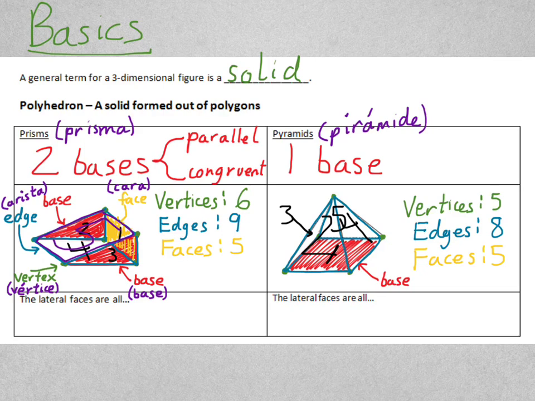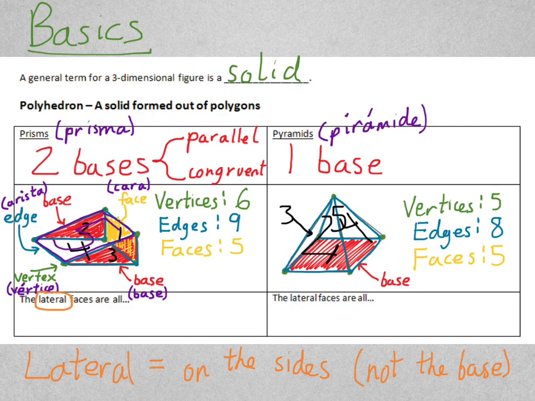Now, the other thing we need to talk about is the meaning of this word lateral. The lateral faces are on the sides. That's not the base. So all the faces that are not bases are lateral. On the triangular prism, that would be number 1, 4, and 5. You see how those are not the base? Because the bases are 2 and 3. What shape are all of those?